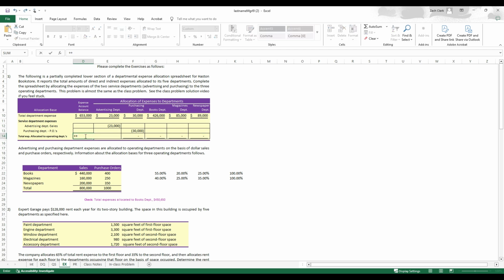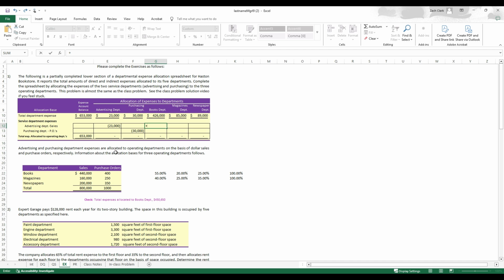And then this is going to come down like that. And let's do a summation. So we're going to just sum up. When we sum these, they're gone. So advertising and purchasing have been taken out, there's nothing left in those individually, and we're going to spread them instead across the other parts.